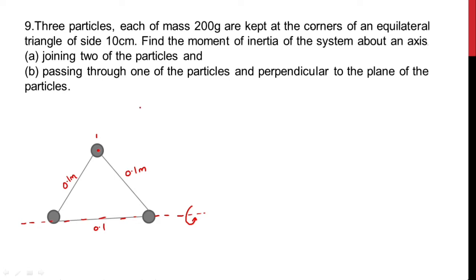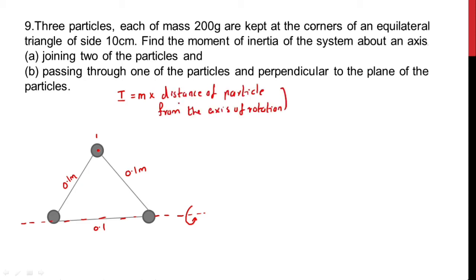So what is the moment of inertia formula? We can write moment of inertia I is equal to the mass of the particle into the distance of the particle from the axis of rotation, the whole square. This is the basic formula for moment of inertia. If this is the axis of rotation, the moment of inertia due to the second and third particles about this axis is equal to 0. So the moment of inertia will be there only due to the first particle.